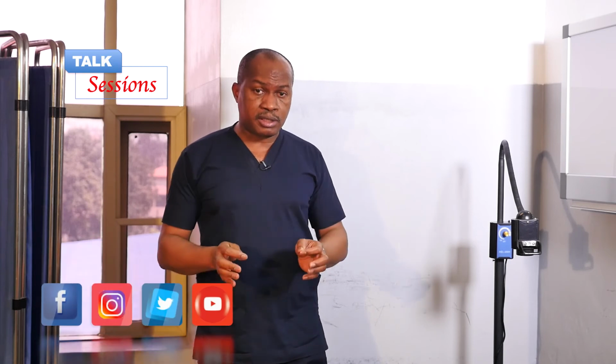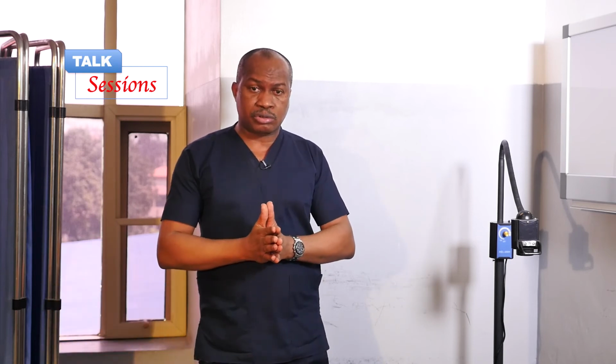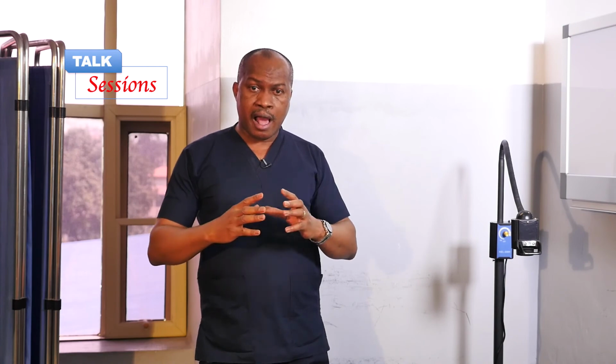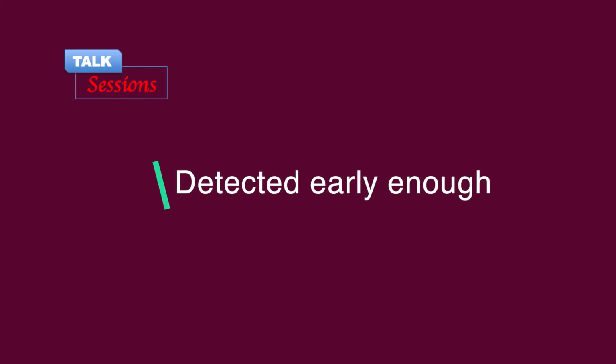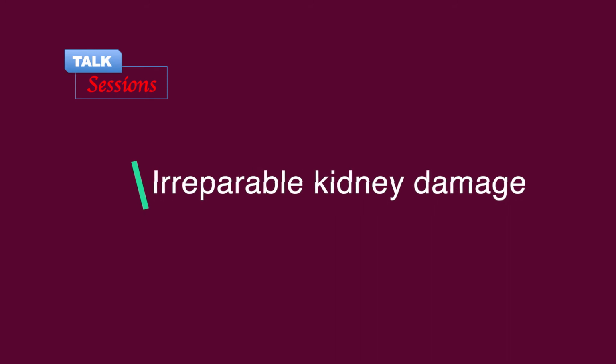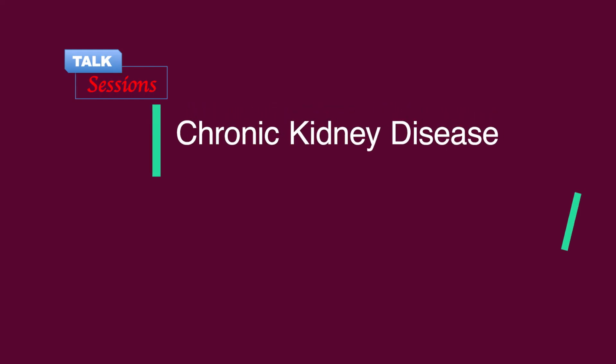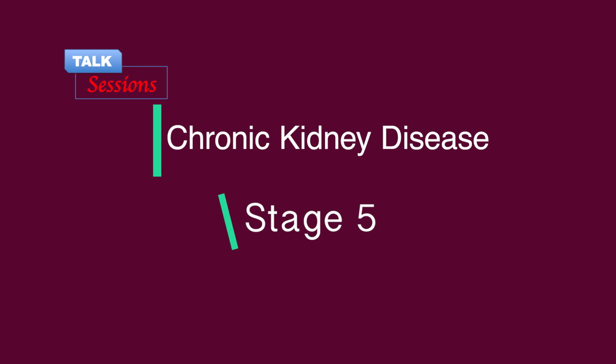But one thing is, if these conditions that I've listed are detected early enough before they've caused irreparable kidney damage, it's likely that the people who have that early diagnosis can be treated well enough and reduce the risk of them progressing to chronic kidney disease stage 5. That's part of the reason why we're bringing this topic on Talk Sessions, to let you see that you need to change your health-seeking behavior.